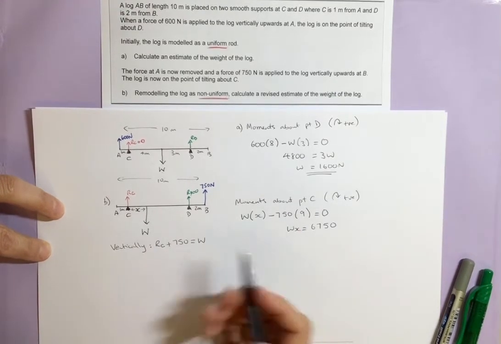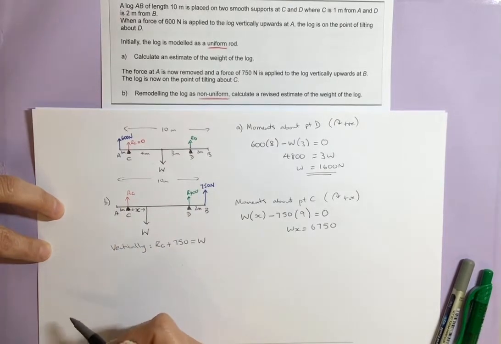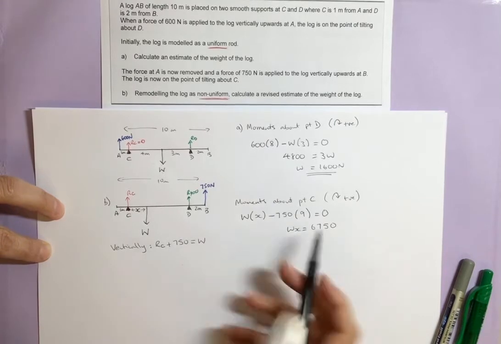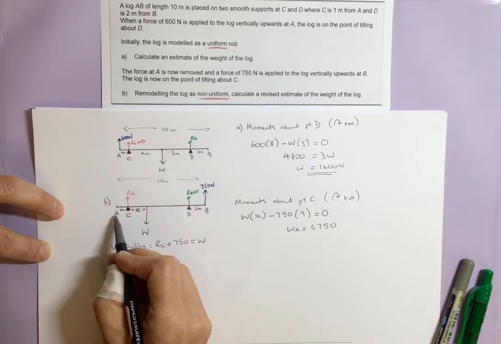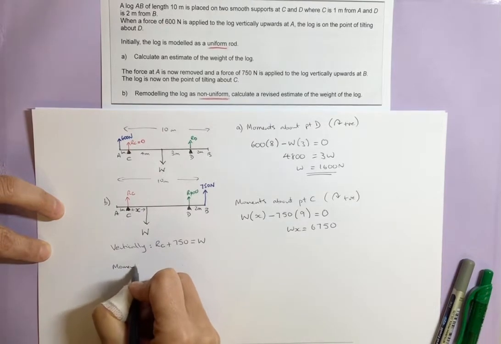Well, let's see if I could take maybe moments about somewhere else, because we've said before in these questions, you can take moments about wherever you like. So let's take moments about somewhere else and see if we can try and get 3 equations and 3 unknowns and sort that out. Okay, so point A is as good a point as any, so let's take moments about A.